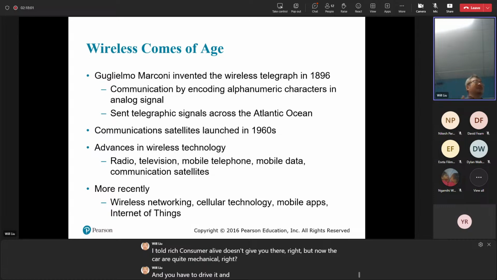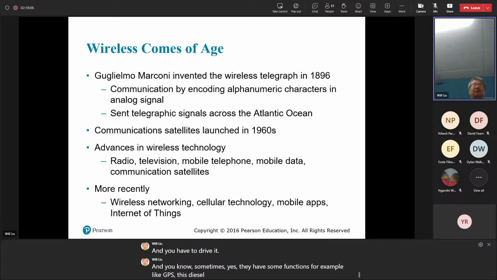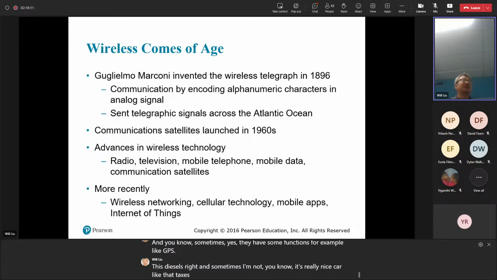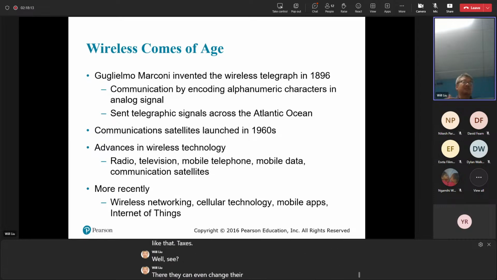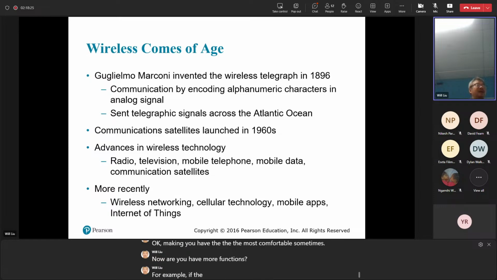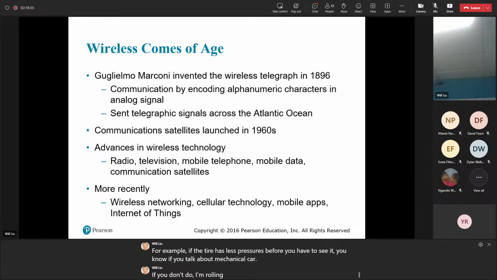Sometimes they have some functions, for example GPS, these digital things, right? And now a really nice car like a Lexus, the chair can even change its position to fit your body and make you most comfortable. Sometimes now you have more functions. For example, if the tire has low pressure, before you had to check it. If you have a mechanical car and you don't look at it on the road, maybe.